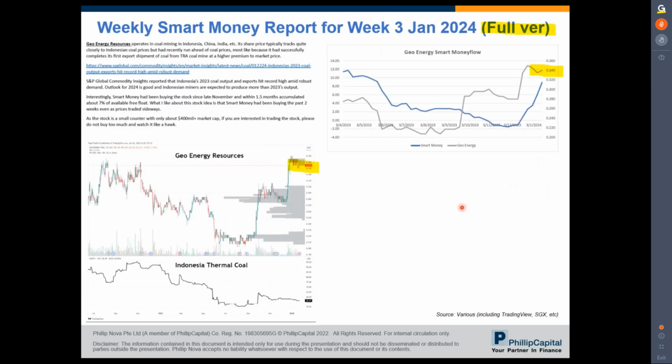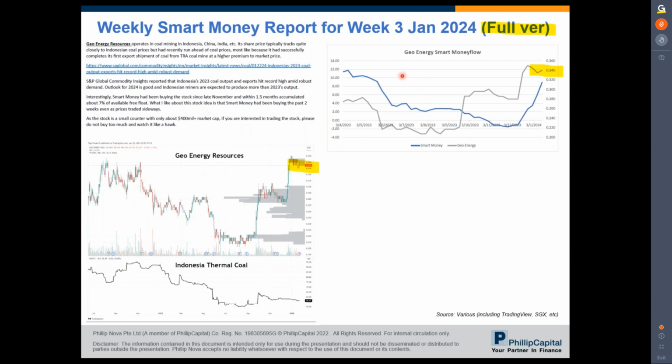In fact, in my smart money report for my client, the full version that I sent for the week 3 Jan 2024 report, just take note of this full version here. Later I'll explain more about what the full version is all about, because I do have another version, which is the STI version, right?